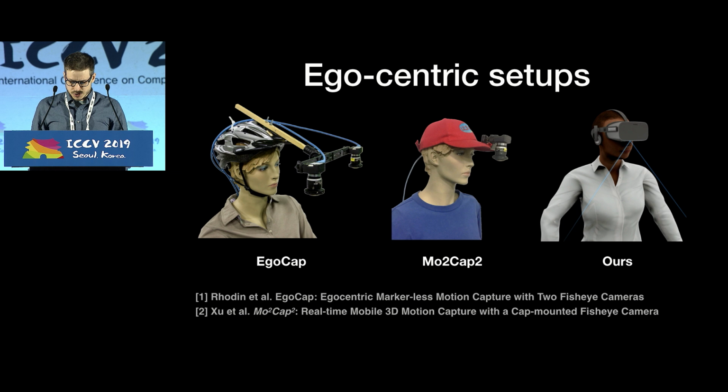In the last 2 years, some steps have been taken toward real-world prototypes for egocentric motion capture. Previous work includes EgoCap's cumbersome helmet-mounted dual-camera system and Mo2Cap2, a more practical monocular configuration attached to a baseball cap. In contrast, our configuration is the first product-oriented solution with a single grayscale camera completely integrated on the headset. With the fisheye camera just 2 centimeters away from the face, our approach must cope with more severe self-occlusions and extreme distortions.